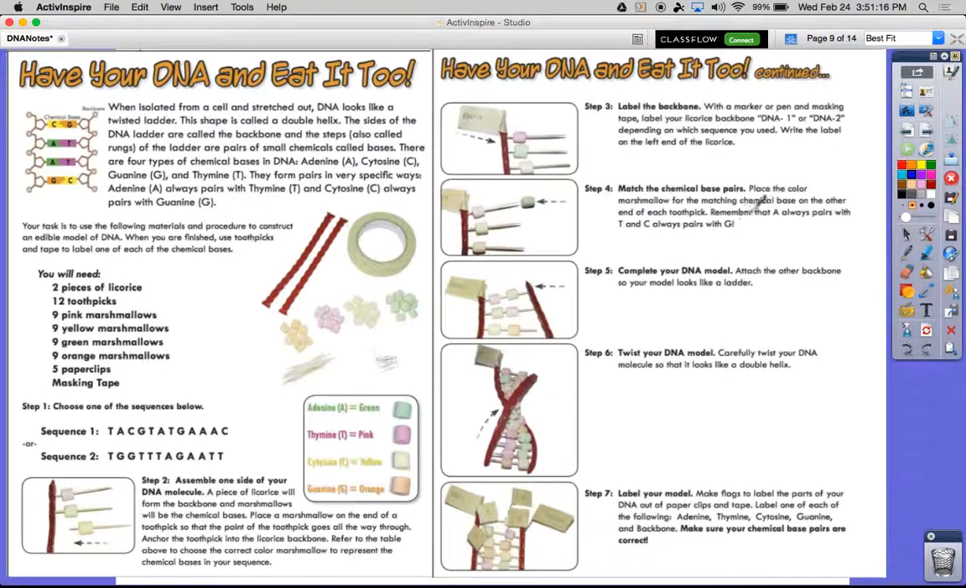Okay? This is the lab we'll do in class. You're just going to model your DNA using some candy, but we're going to skip ahead right now.